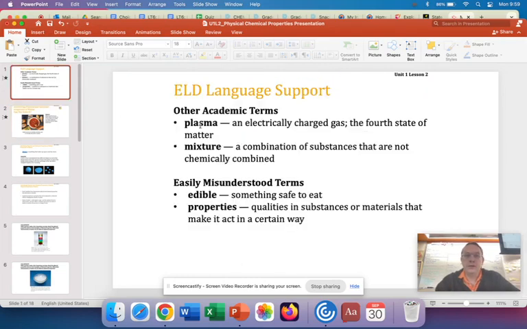We might be discussing plasma, which is an electrically charged gas. We might be talking about mixtures, which are combinations of substances that are not chemically combined. And it might be easy to misunderstand the word edible, which means something that is safe to eat, or properties, which means qualities in substances or materials that make it act in a certain way. So watch out for those terms as we move along.